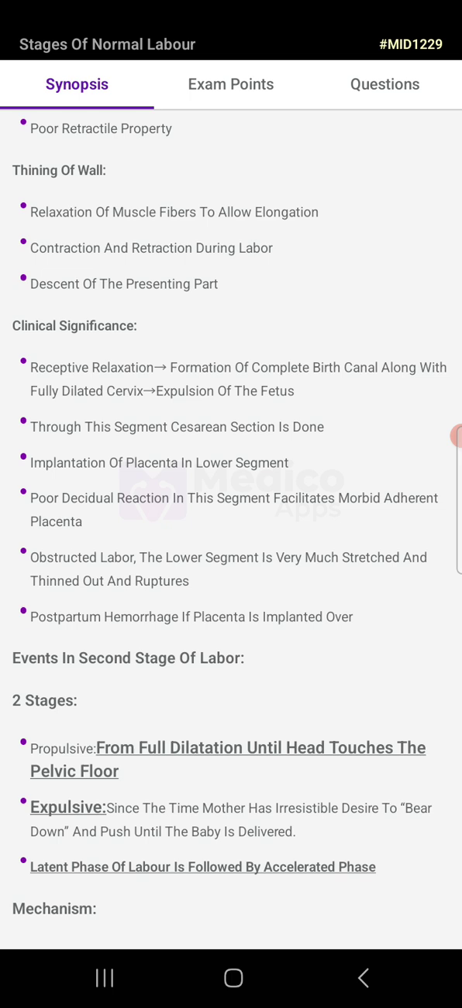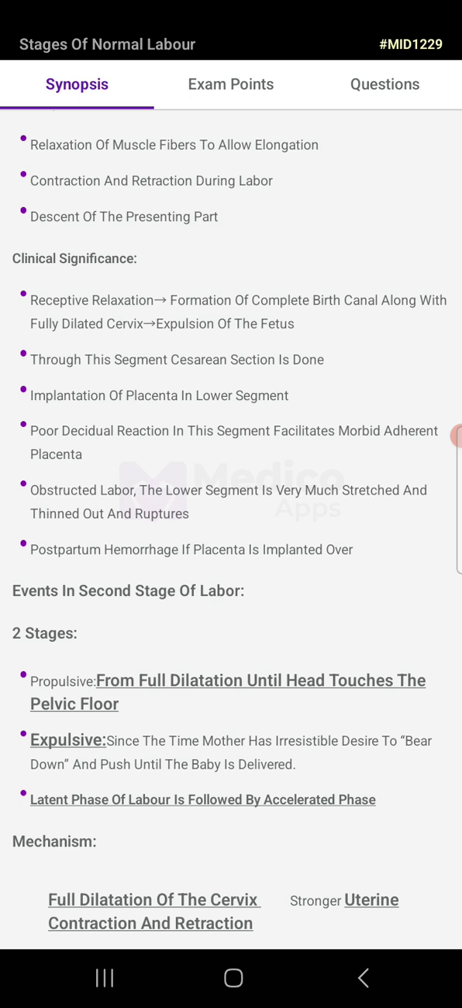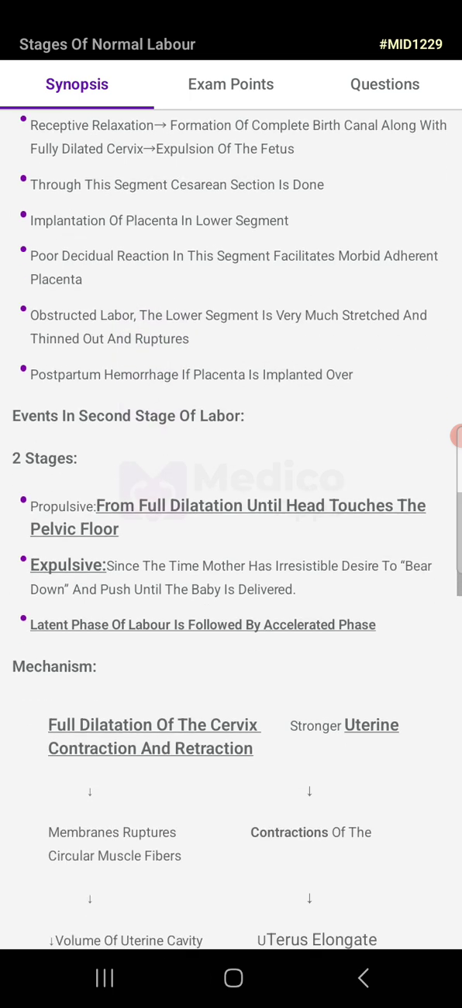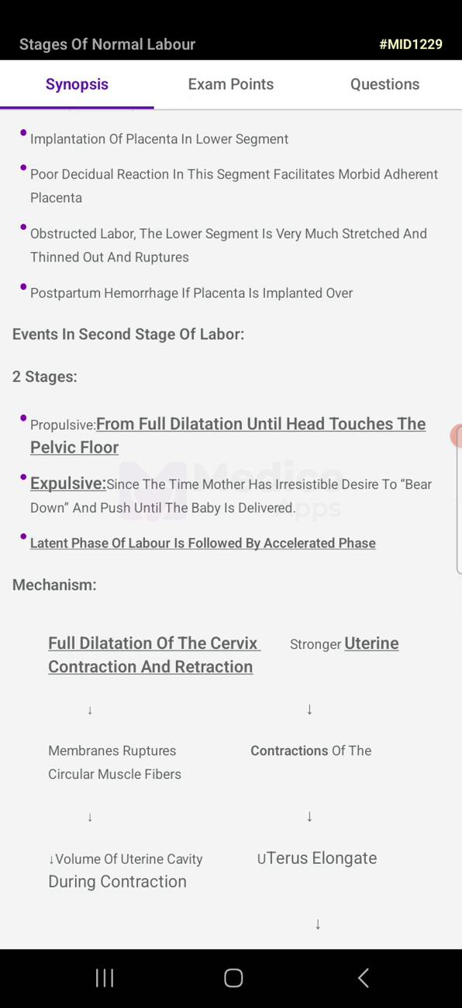Clinical significance: receptive relaxation, formation of the complete birth canal along with the fully dilated cervix, and expulsion of the fetus. Through this segment, caesarean section is done. Implantation of the placenta in the lower segment: poor decidual reaction in the segment facilitates morbidly adherent placenta. In obstructed labor, the lower segment is very much stretched and thinned out and may rupture. Postpartum hemorrhage may occur if the placenta is implanted over it.